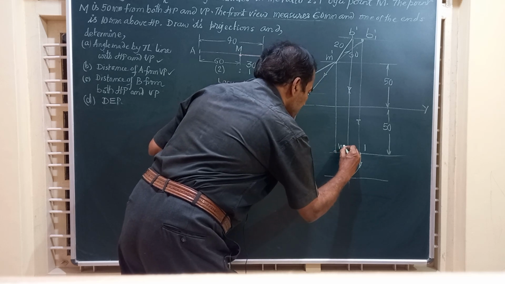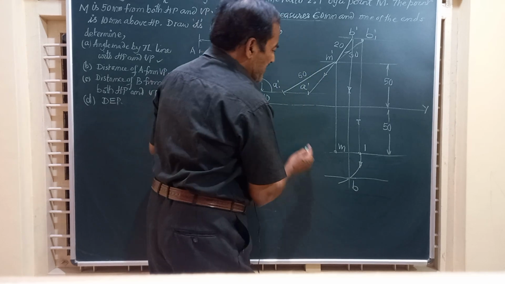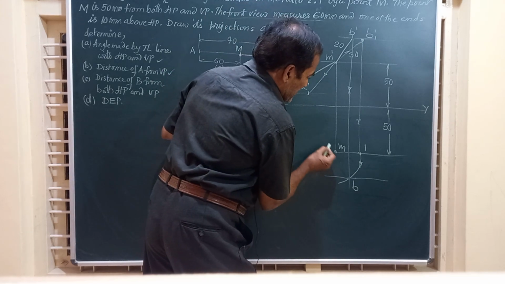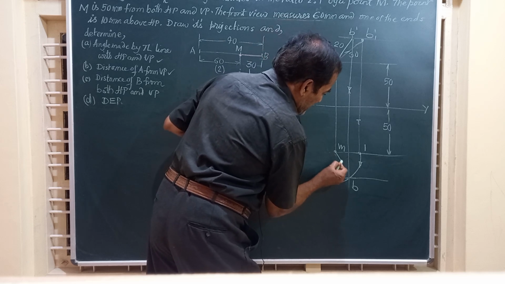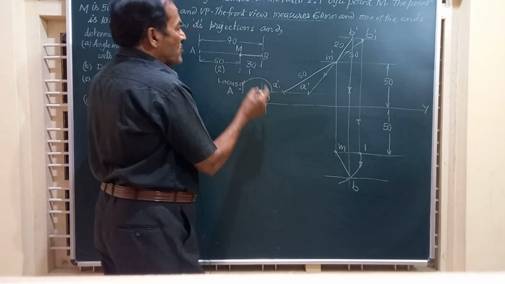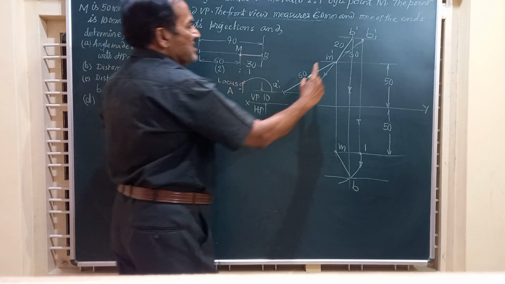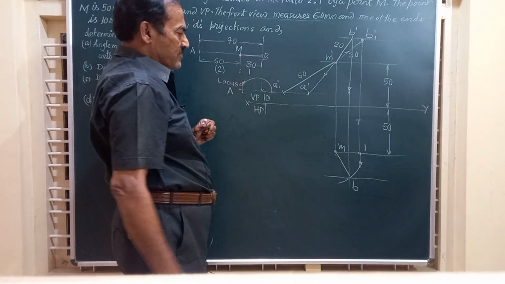So this point is our B. So friends, join M and B, you will get MB, the top view. So I am going to join M and B. So this MB is the top view of this part. M dash B dash is the front view of this part, MB.